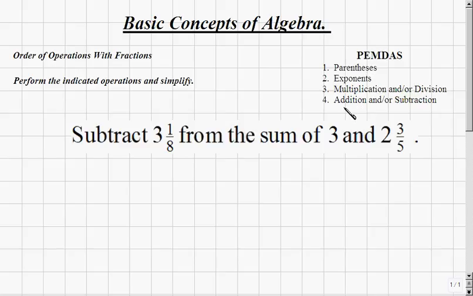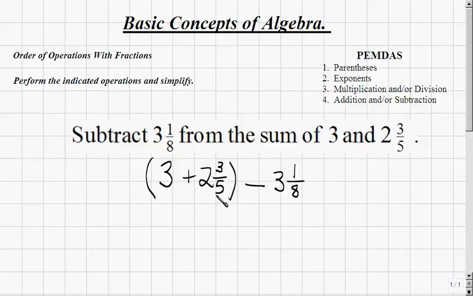To begin, reading left to right, we interpret the word "subtract" as meaning minus, the mixed number 3 1/8, from the sum of. The phrase "the sum of" suggests that we're going to first add, since the word sum means plus, these two expressions, 3 and 2 3/5.